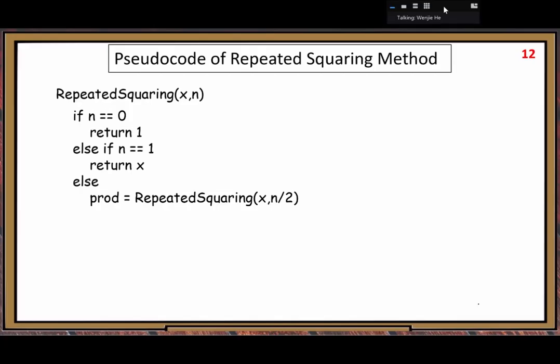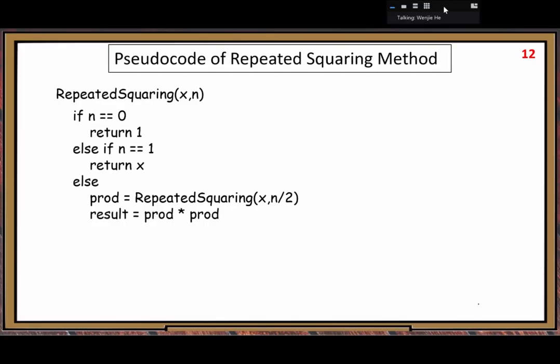We can do it, right? No fractional part, because with integer division, it must be an integer. The remainder is truncated. We only keep the integer part. N divided by 2. So we call this function, we expect a value to be returned. We store it in this product variable, because we need to use it. So it's a temporary variable.